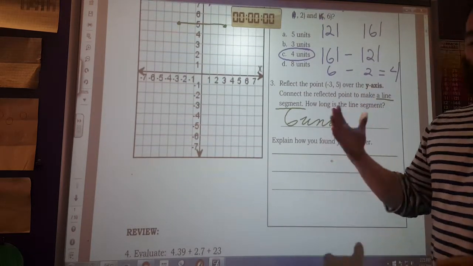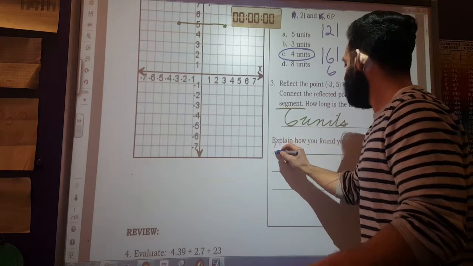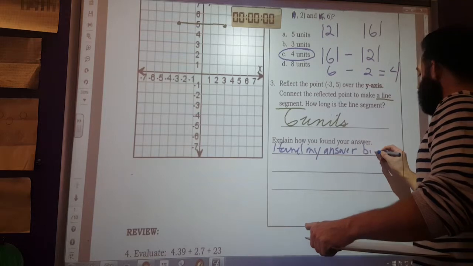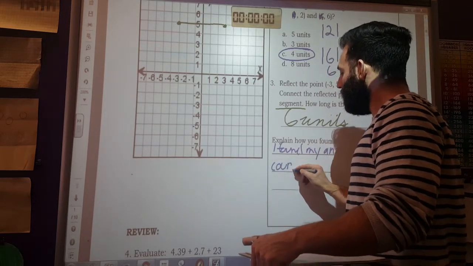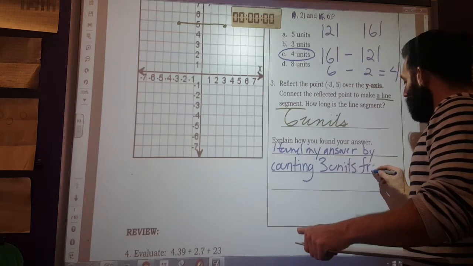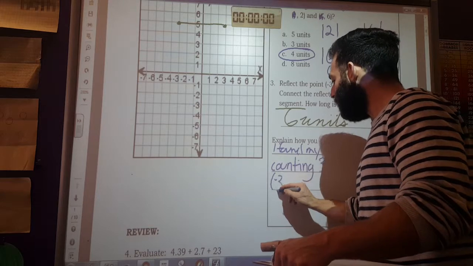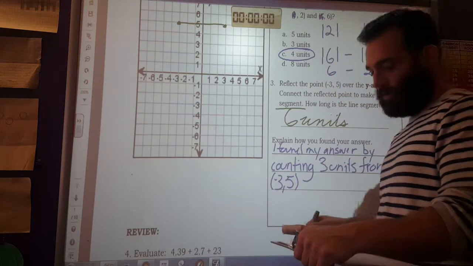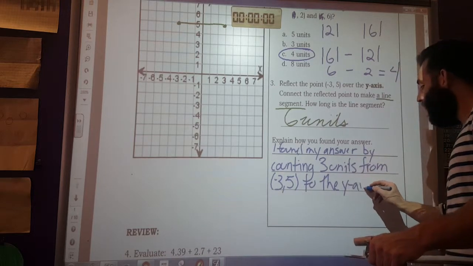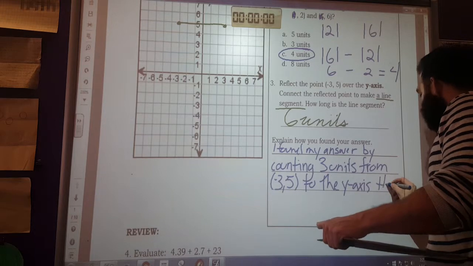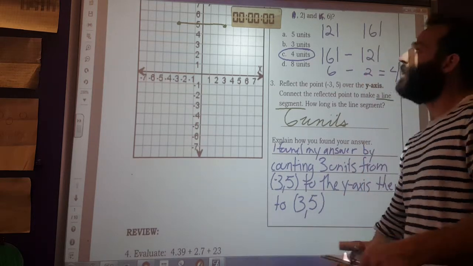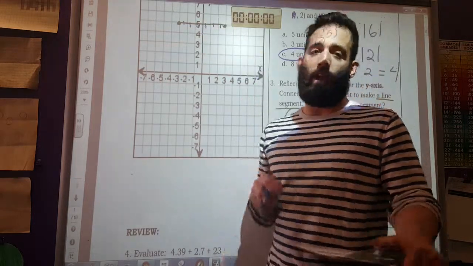Now, how did you find your answer? I found my answer by counting 3 units from (negative 3, 5) to the y-axis, then from the y-axis to my new point of (3, 5). 1, 2, 3, 4, 5, and 6.